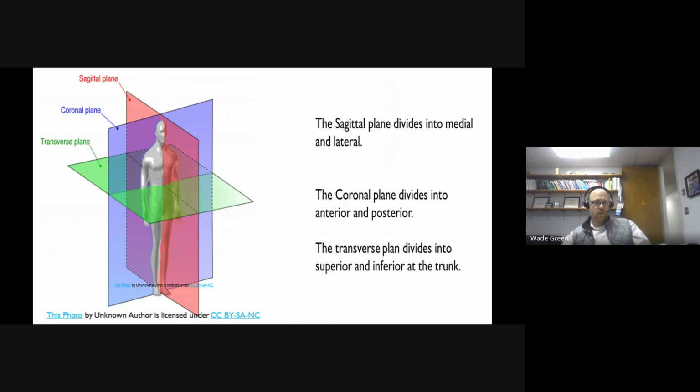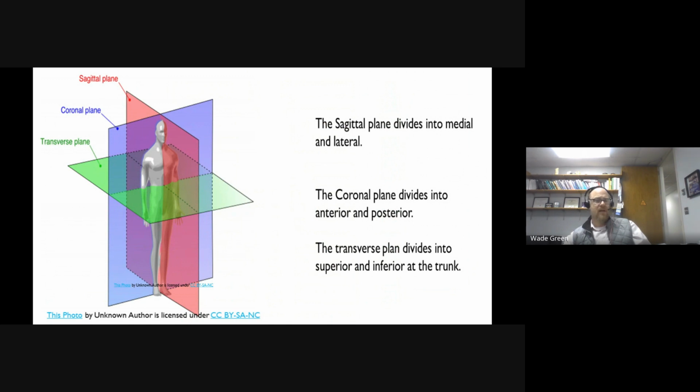Within the coronal plane, as you can see, that's the blue rectangle or purple, whatever color that is, on the slide. That's going to divide us into anterior and posterior sections, and we can move within that plane medially and laterally.